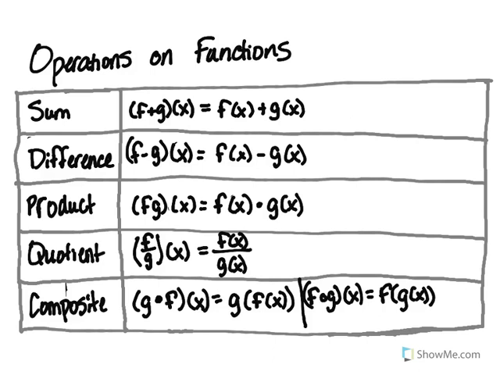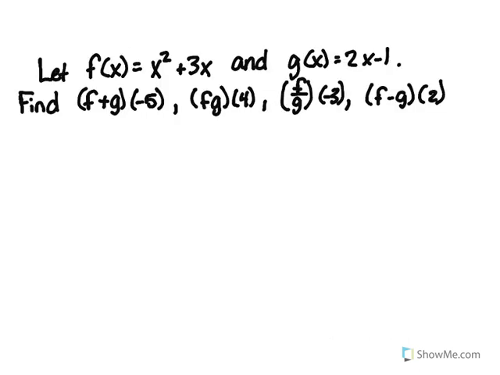Okay, so I would write these down and then use them on our next couple of problems because I'm going to ask you what is f minus g of x, what is f of g of x, things like that. Okay, let's start with this problem, which is let f of x equal x squared plus 3x and g of x equal 2x minus 1, and we want to find f plus g of negative 5, f times g of 4, f divided by g of negative 3, and f minus g of 2.